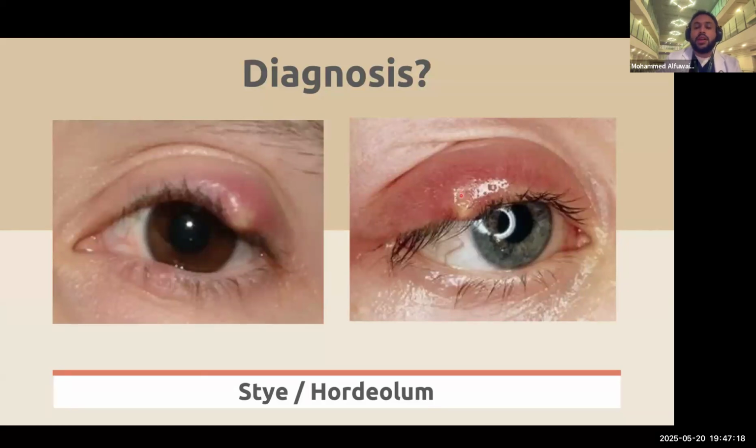Just remember, in this case it's acute, so it will be red, swollen, and tender. These are key terms for sty, and you need to know this. Red, tender, and swollen. So you need to treat them accordingly, which is usually with antibiotics. So this is a sty.